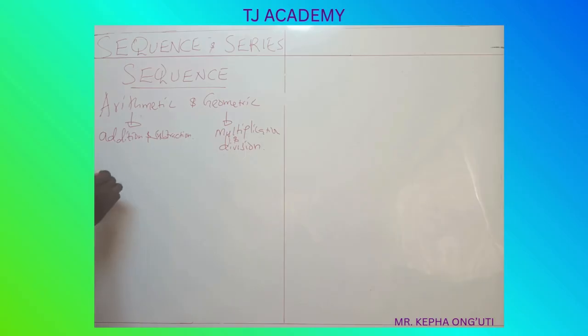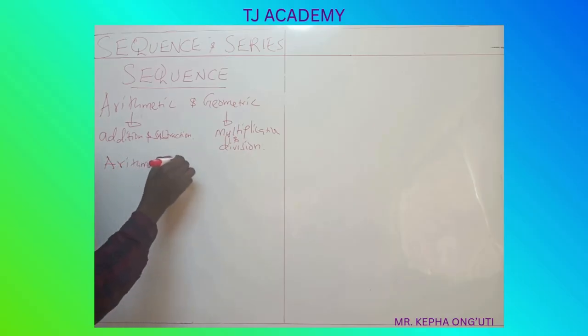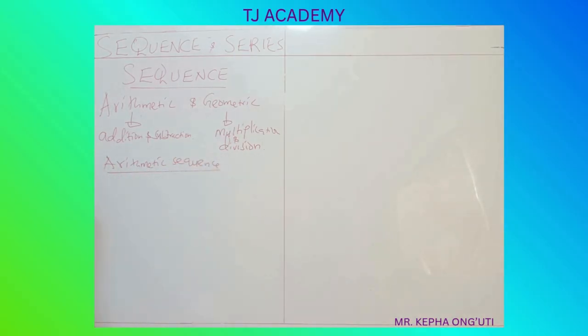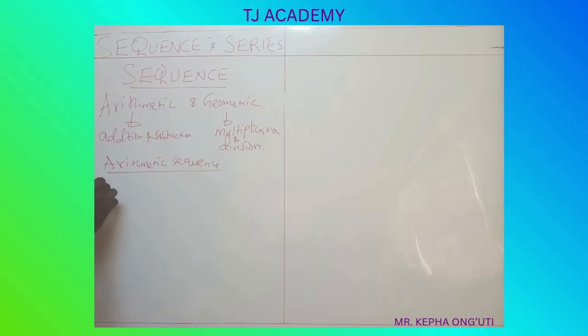Now, to start with, I have to start with arithmetic sequence. I want to give an example of a sequence. You know, a sequence is just a pattern. Take 2, 4, 6, 8, and it will continue. For our case here, the 2 is our first term, and we use letter A.